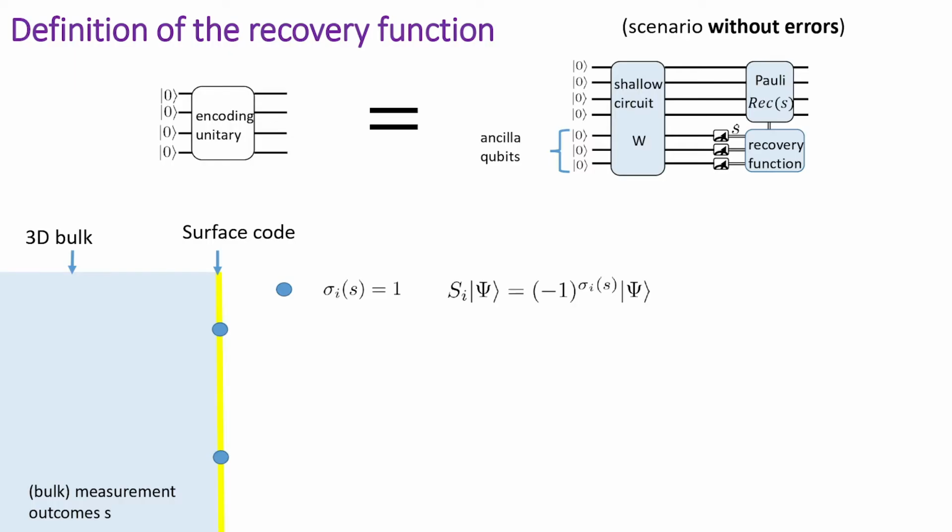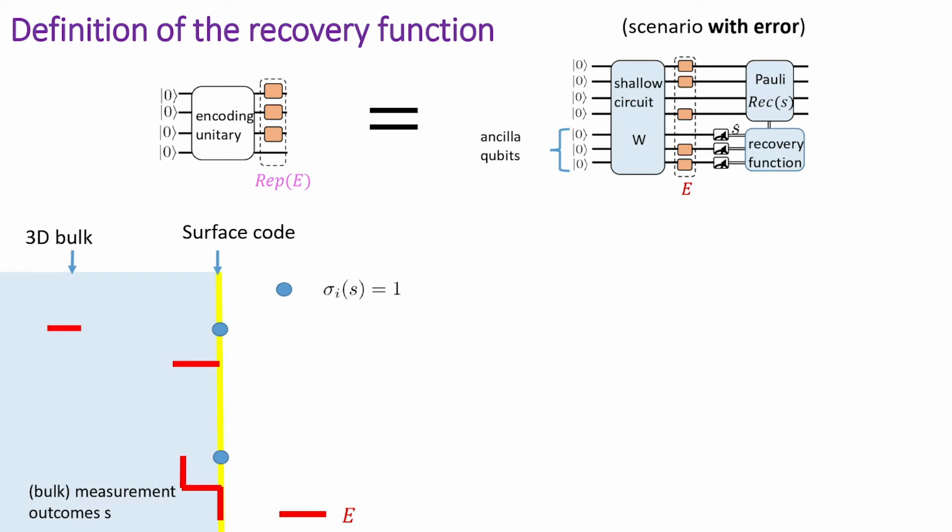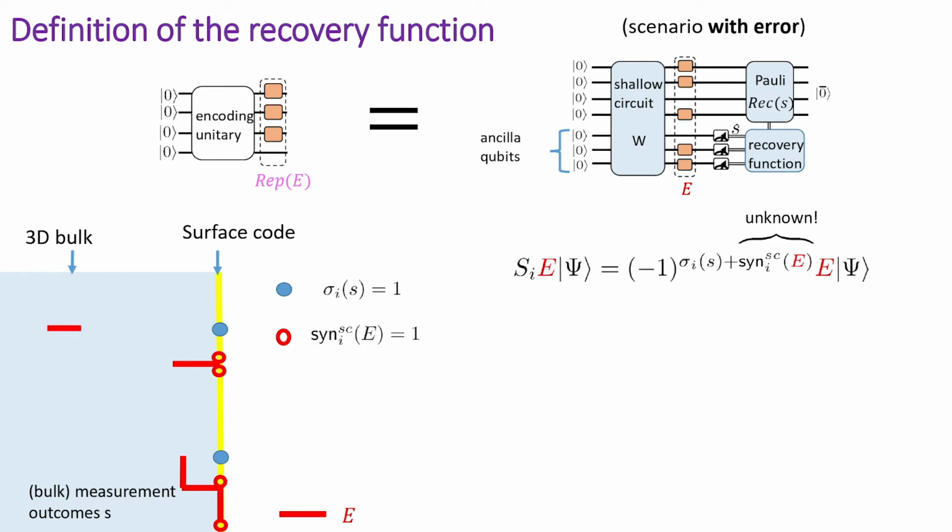Okay, so here's a caricature of the situation. So we have the bulk, we get these measurement outcomes S. And as I said, we can determine the eigenvalues of the stabilizer operators of the surface code on the boundary. I'm only showing you one boundary. So then the first thing you might try is you might say, well, the recovery function should just match these up. So we should do minimal matching to get rid of these excitations. Unfortunately, this doesn't quite work because we might have errors. And what happens with errors is you get additional excitations in the surface codes here and here that correspond to endpoints of these errors. And these are not observable.